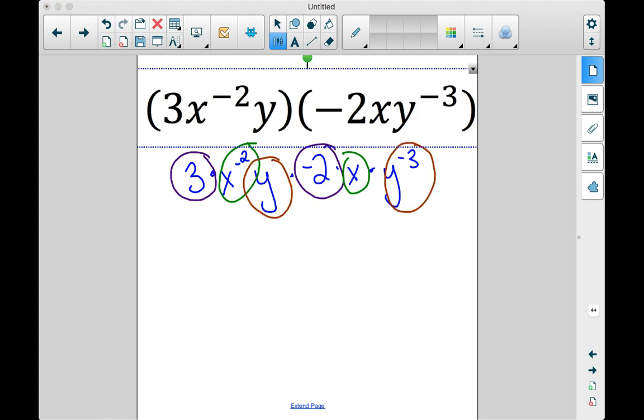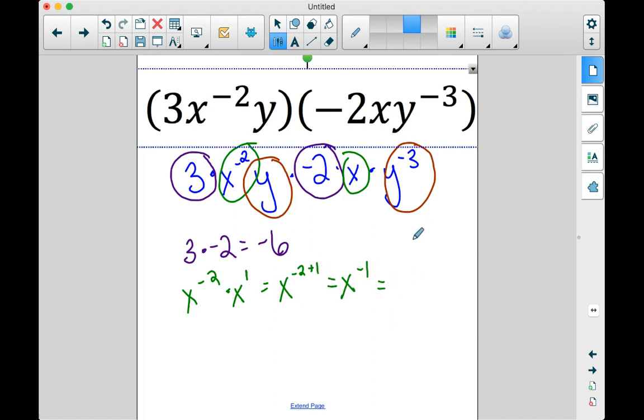So now I'm going to go back and start to combine them, or start to solve them. 3 times negative 2 is negative 6. That's the first part. Then I'm going to deal with my x's. x to the negative 2nd times x, and I can just put a 1, equals x to the negative 2 plus 1, which equals x to the negative 1st, which if written without the negative would be 1 over x.